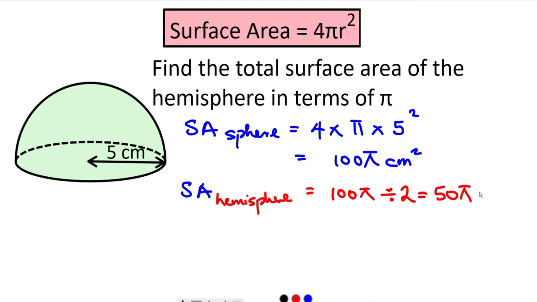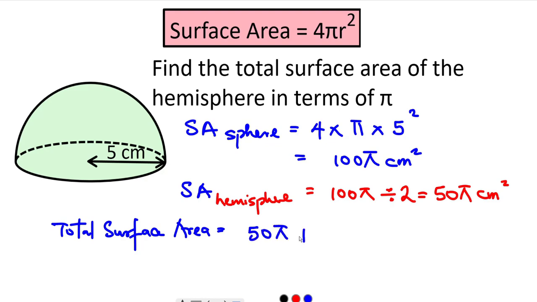And of course, put the unit centimeter squared. Okay, all right. And now, because we want to work out the total surface area of the whole hemisphere, the total surface area will have to be the curved part, which is 50 pi, plus the area of the circle on the bottom, which is given by the formula pi r squared.